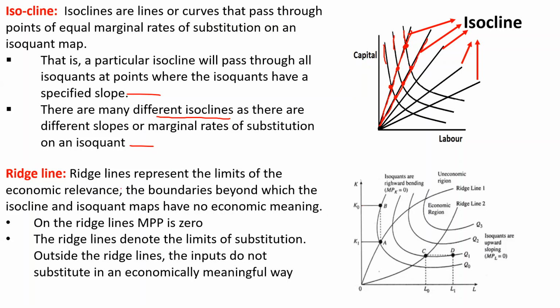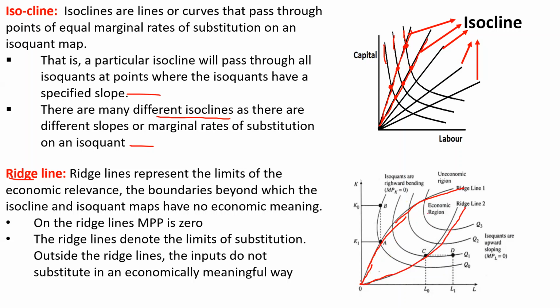The next concept is the ridgeline. The ridgeline represents the limit of economic relevance. As the name ridge suggests, these are the boundaries beyond which isocline and isoquant maps have no economic meaning. So these are the lines beyond which there is no economic meaning. Only between these two lines is the economic region, and beyond that there is no economic region. On the ridge line, marginal product is 0. These are the two ridge lines you can see here.